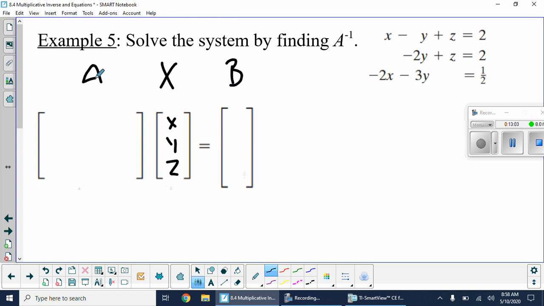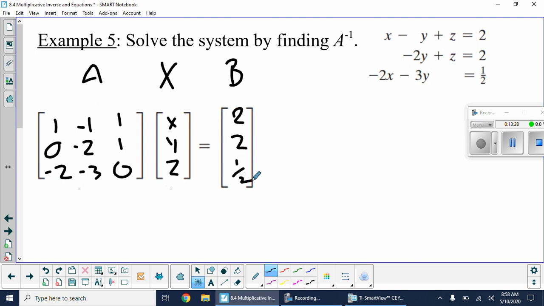All the coefficients go on this first one. So that first equation is 1x minus 1y, so -1, plus 1z. There's a 1 there. In the second equation, there's no x, so there's a 0 here, and then a -2, and then 1 again, and then -2, -3, 0. Then our matrix B is all of our answers: 2, 2, and 1/2.